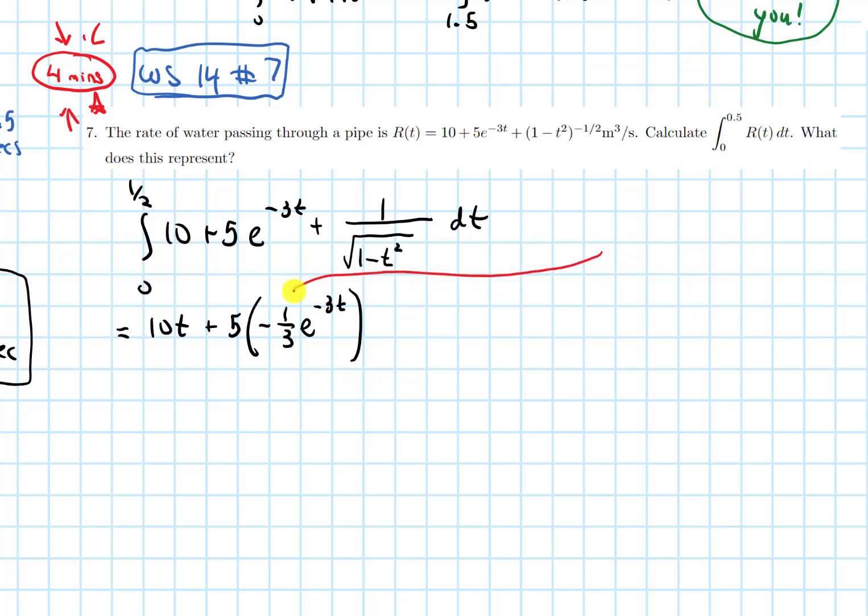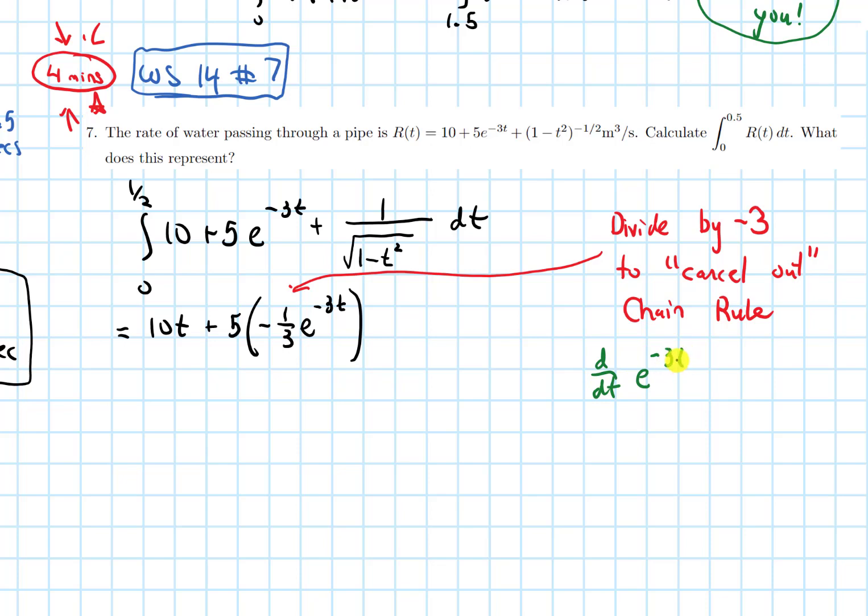So why is that? Well, we divide by negative 3 to cancel out the chain rule. Because, for example, if I were to take the derivative of just e to the negative 3t on its own, I would need chain rule. I would get e to the stuff times the derivative of the stuff. Derivative of the exponent is negative 3. But that's not quite right, because my original function doesn't have this extra negative 3. So I need a way to cancel out that negative 3.